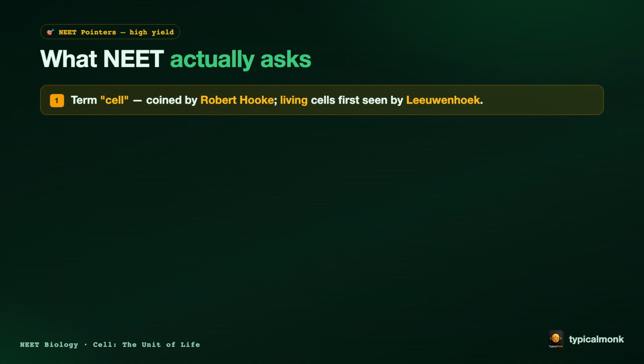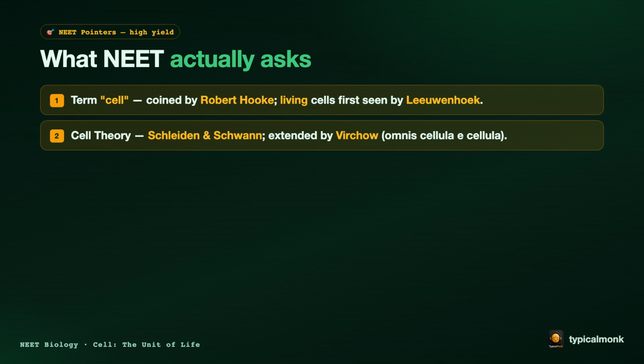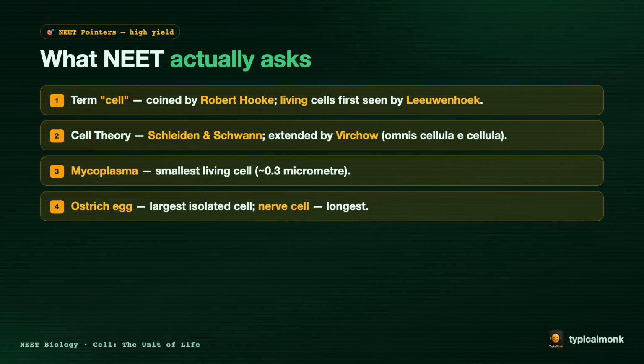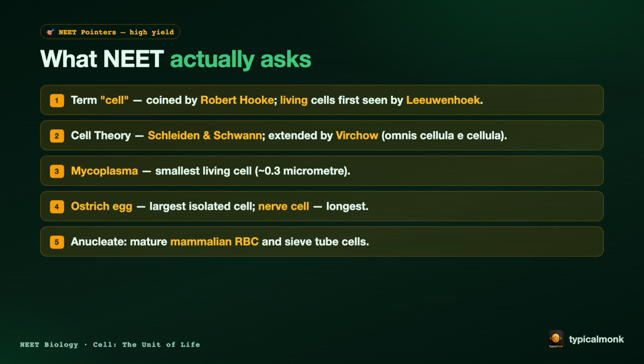Now, the high-yield pointers, the facts that NEET turns into questions. 1. The term cell was coined by Robert Hooke. Living cells were first seen by Leeuwenhoek. 2. The cell theory was given by Schleiden and Schwann and extended by Virchow. 3. Mycoplasma is the smallest living cell, about 0.3 micrometers. 4. The ostrich egg is the largest single cell, and the nerve cell is the longest. 5. Cells without a nucleus include the mature mammalian red blood cell and sieve tube cells.